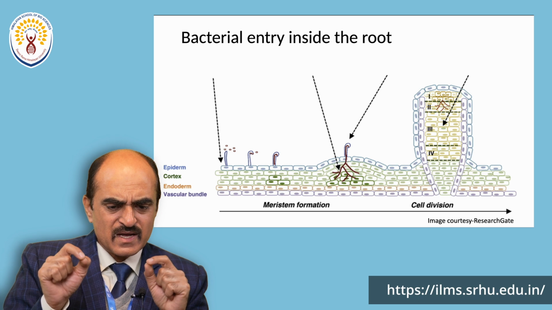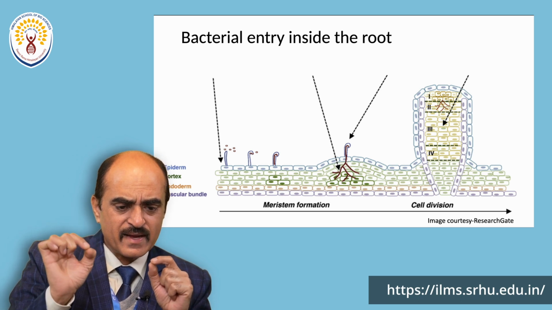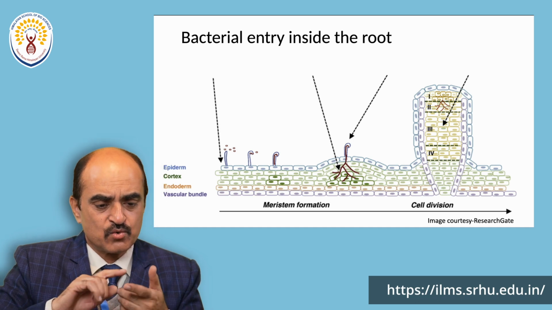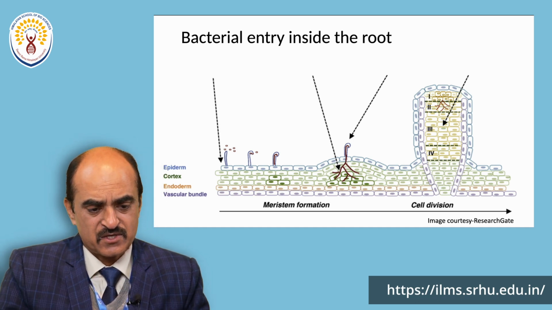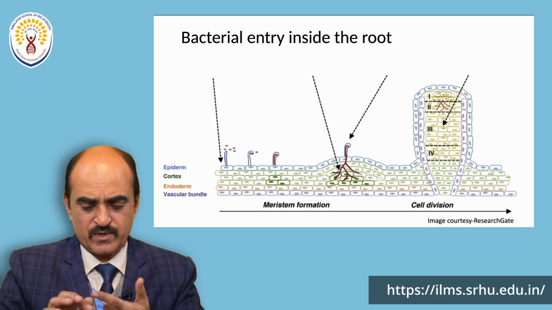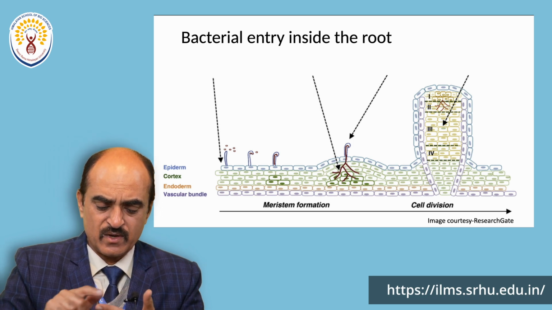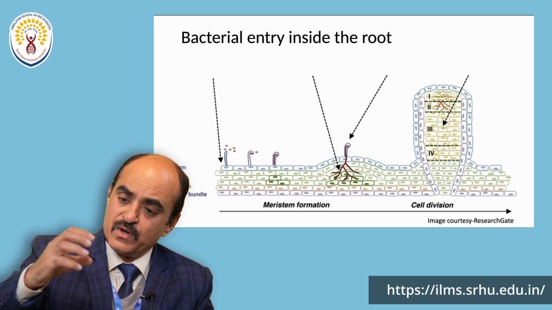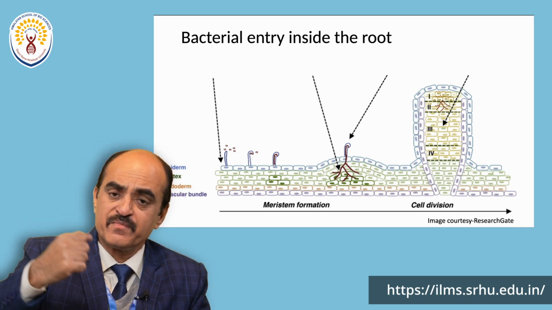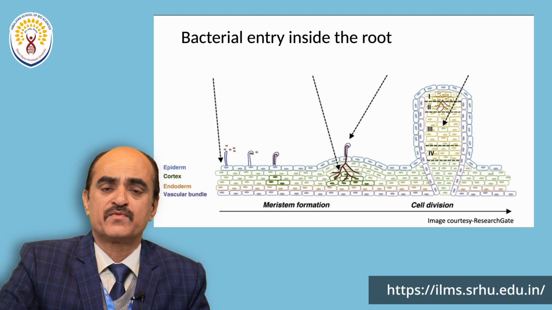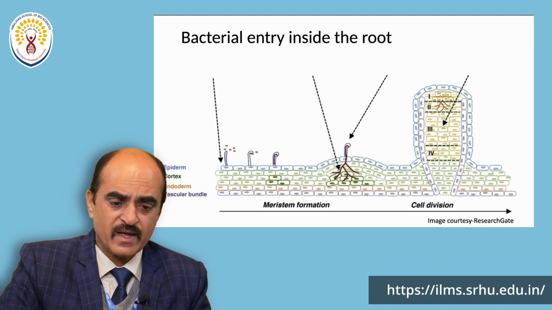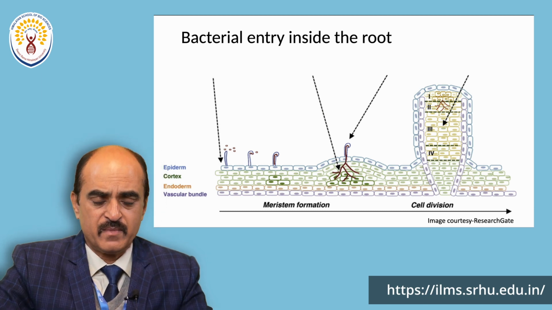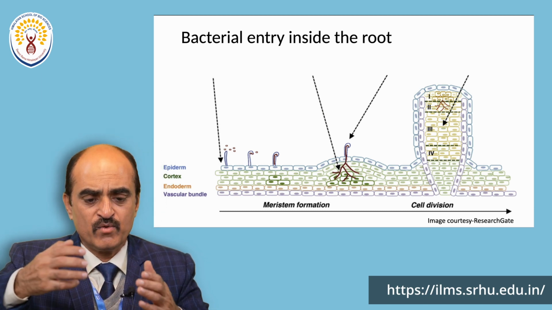This picture shows how a bacterium makes its entry inside the host plant. These are the root hairs. There is secretion of some root exudate or photosynthates, which are rich in amino acids, carbohydrates, proteins, minerals, etc. These root exudates attract the rhizospheric microorganisms, they move towards them, and when they come in contact, they attach themselves and then make their entry inside, and the microorganisms move inside.